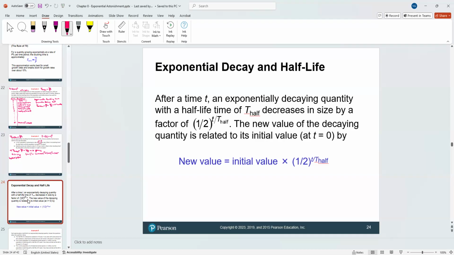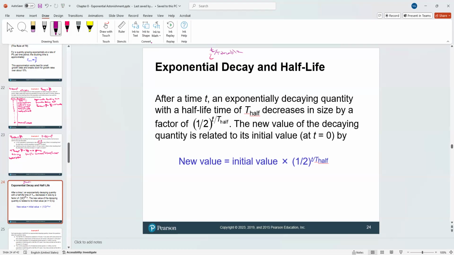After a time t, an exponentially decaying quantity with a half-life of T half decreases in size by a factor. We give you a formula for it, okay? Remember the doubling time, T double. We have that factor of small t over capital T double, right? But now we're going to do 1/2.